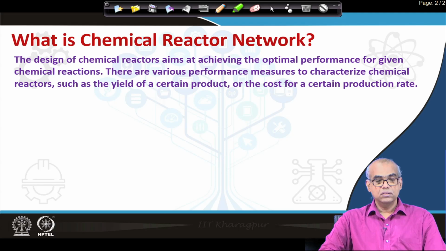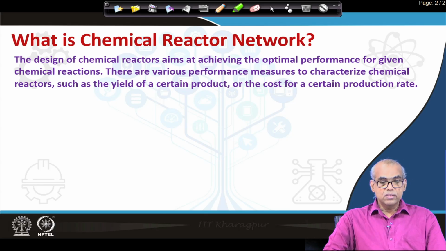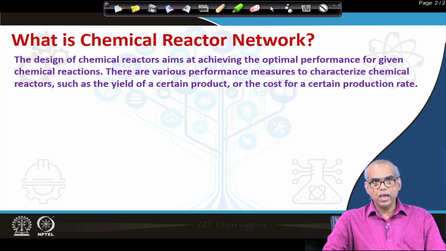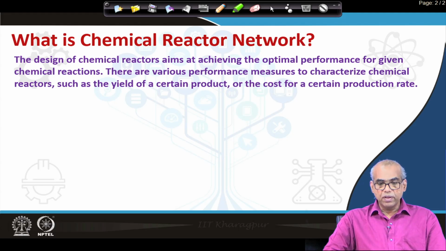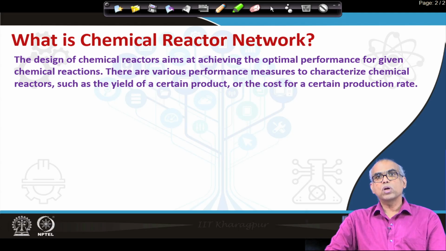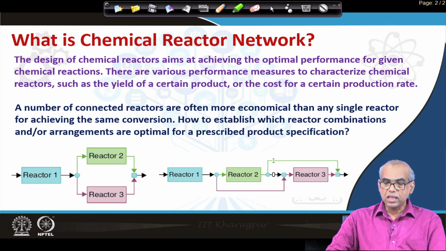So, let us start with what is a chemical reactor network. The design of chemical reactors aims at achieving the optimal performance for a given chemical reaction. There are various performance measures to characterize chemical reactors, such as yield of a certain product or the cost of a certain production rate. A number of connected reactors are more often economical than any single reactor for achieving the same conversion.